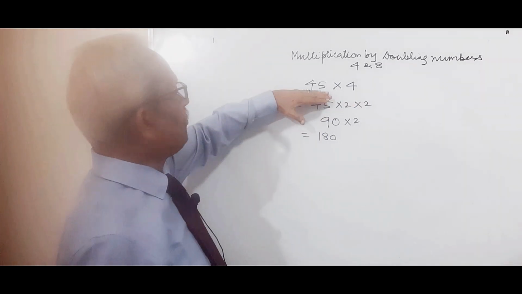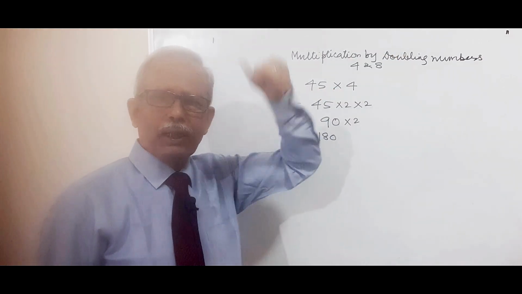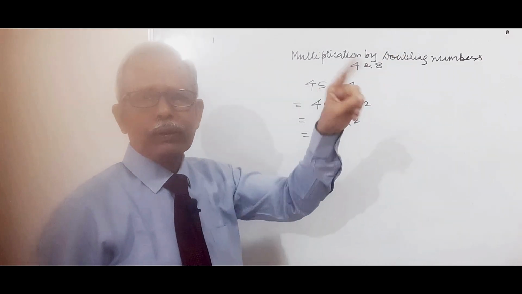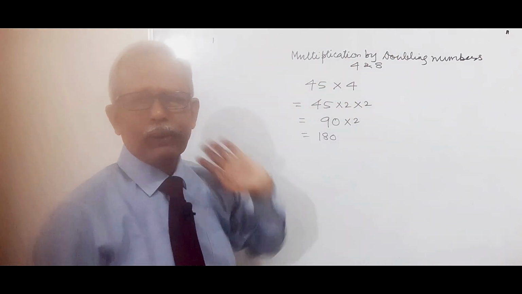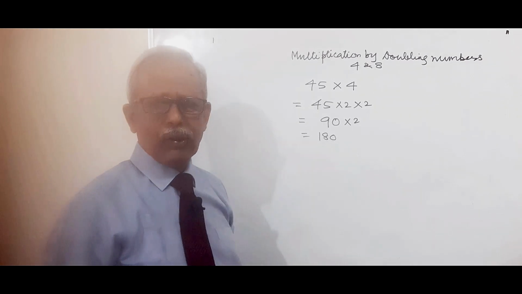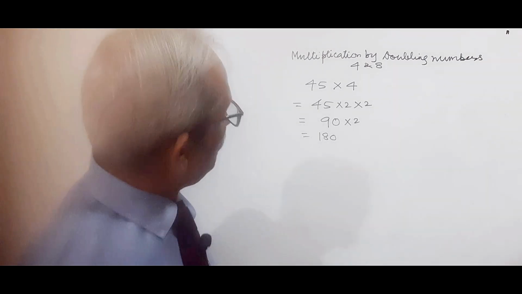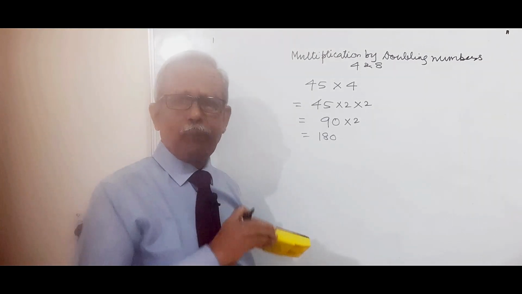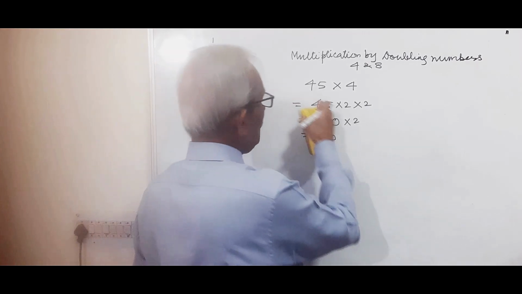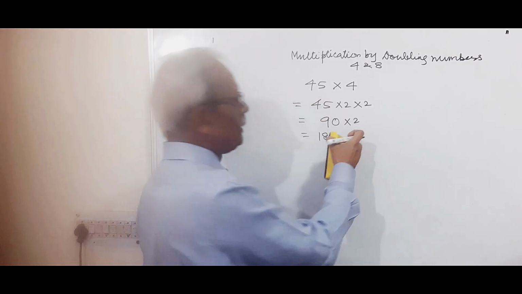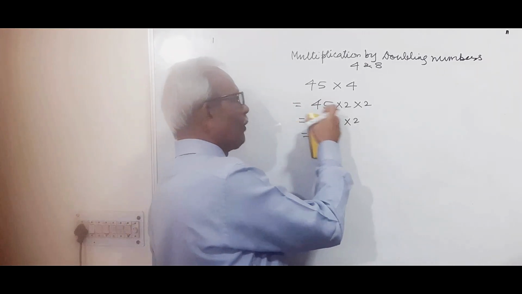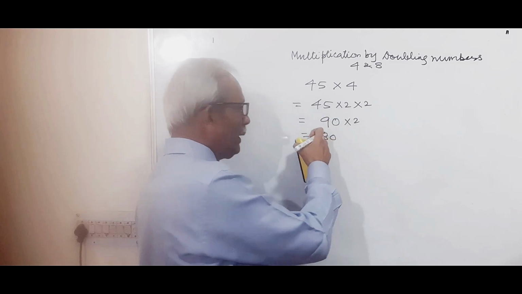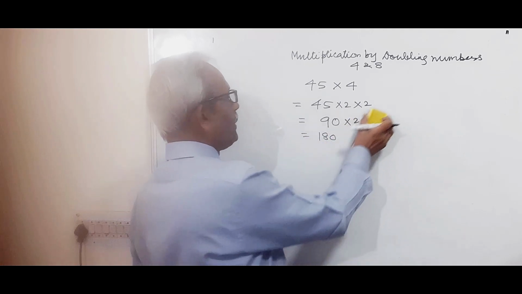So we need not write all these things. The moment you see 45 into 4, we can straight away in your mind say 45 into 2 is 90, into 2 is 180, and that is the answer. So here we have multiplied by 4 by doubling the numbers. First you have doubled the number, then again you have doubled the number. First you doubled 45 into 90, then you doubled it to 180.